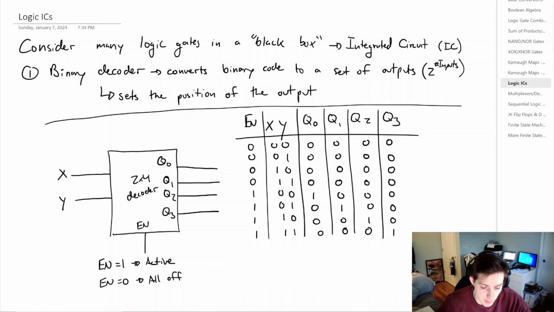The 2x4 means we have 2 inputs and 2 raised to the 2 is equal to 4. So we have 4 outputs given by Q sub 0 all the way to Q3. Now sometimes you may have an enable pin, and the enable pin works in the following way. When the enable pin is high, the device is active, and when the enable pin is low, the device is inactive, or every output is off or equal to 0.